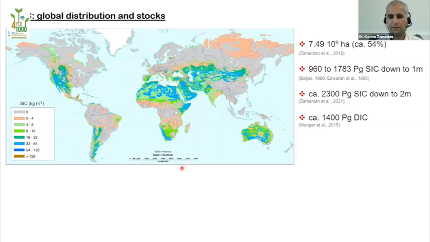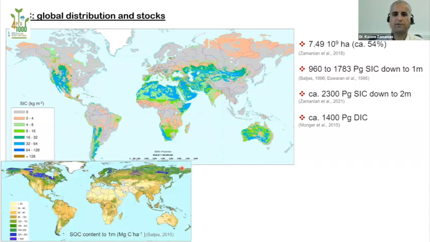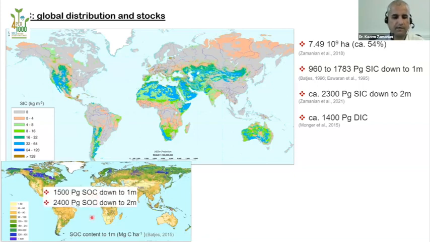And if we consider another 1,400 petagrams as dissolved inorganic carbon, the stocks of inorganic carbon will be even much larger. We can compare that with the stocks of organic carbon. Generally, wherever we have the highest amount of inorganic carbon, there are smaller stocks of organic carbon. But when we compare the stocks at the global scale, especially when deeper depths are considered, the stocks of organic carbon and inorganic carbon are comparable. So inorganic carbon is also a huge carbon pool.